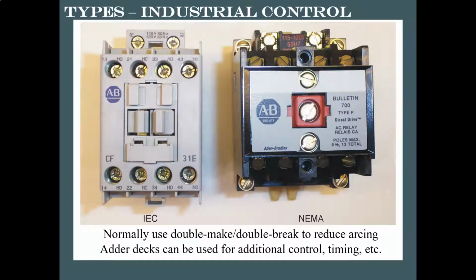Then we got industrial control relays here, which look much heavier duty, right? Because they are. These ones say normally used double make, double break to reduce arcing. We're going to talk about that in a bit here. But these ones here, it's the same setup. It's a coil, there's armatures, there's contacts and everything. It's just heavy duty. It can handle more current, right?